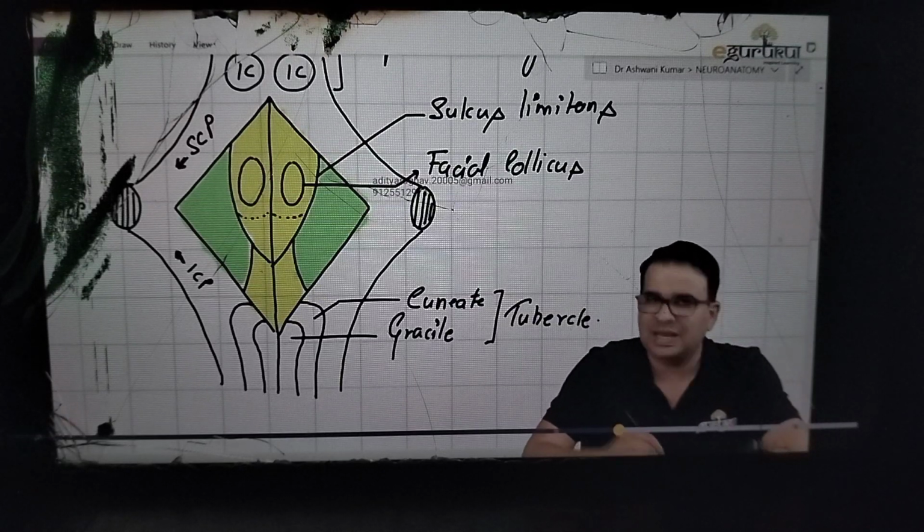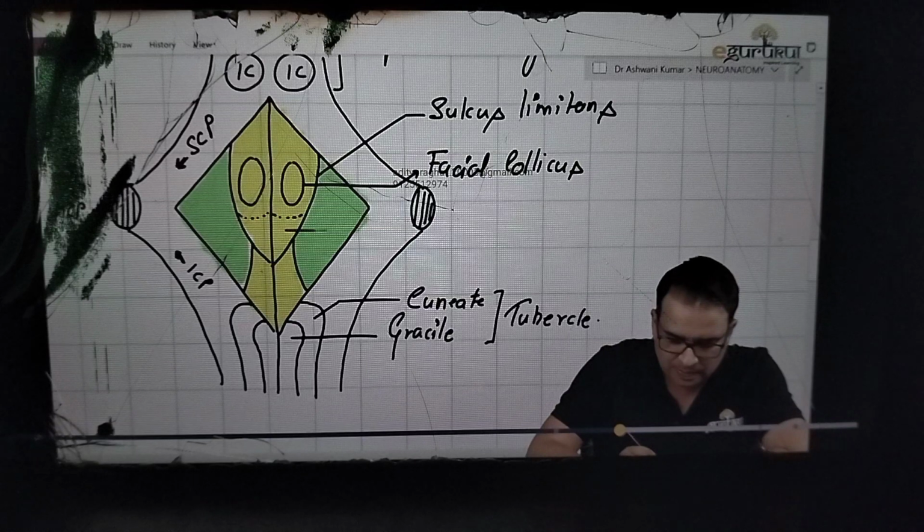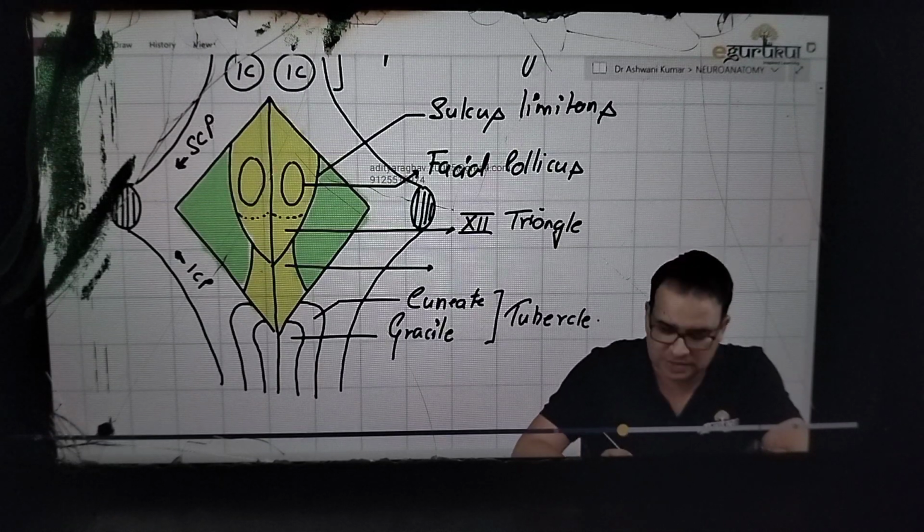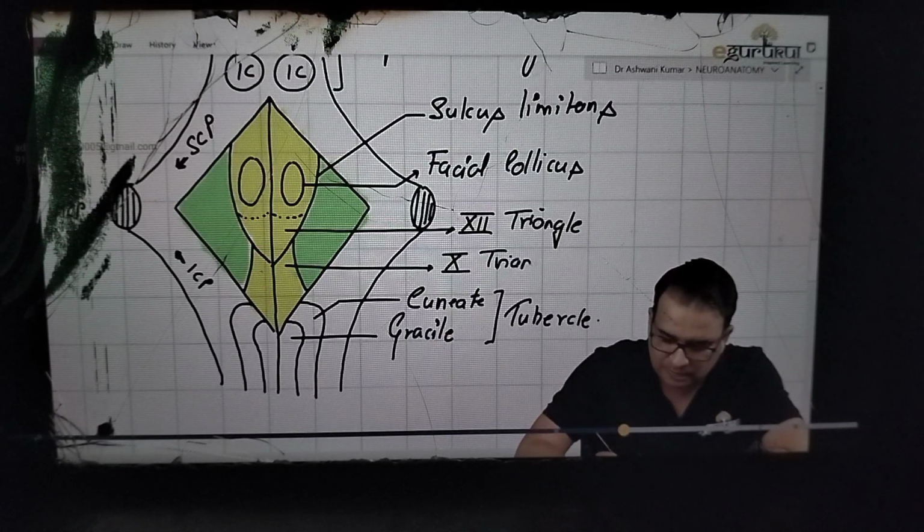We have a nucleus present deep to this. There is a hypoglossal nucleus present deep to it, so we call it the hypoglossal triangle, or trigone, as some authors say. And further below, we have the dorsal nucleus of vagus present here. That's why it is called the vagal triangle.